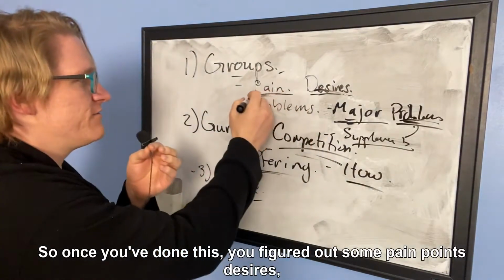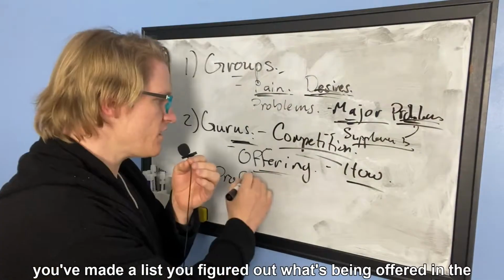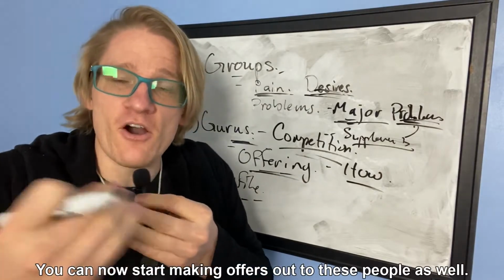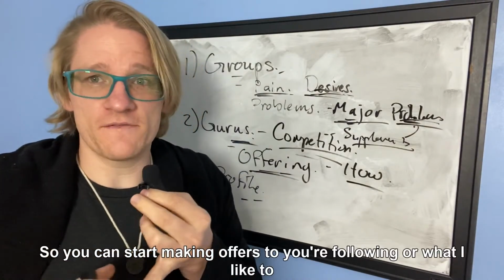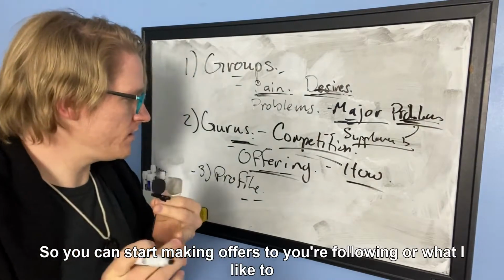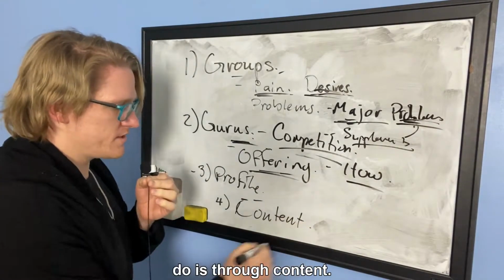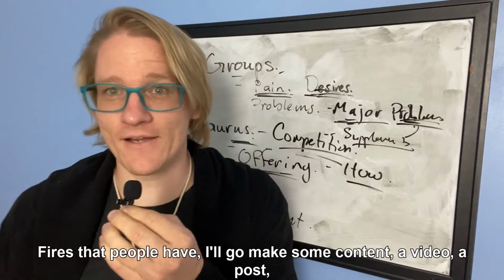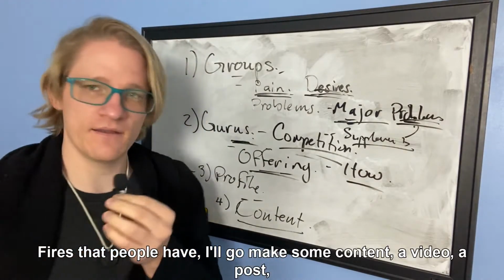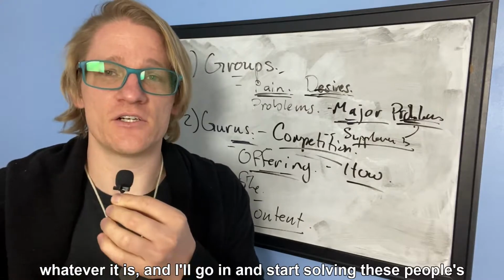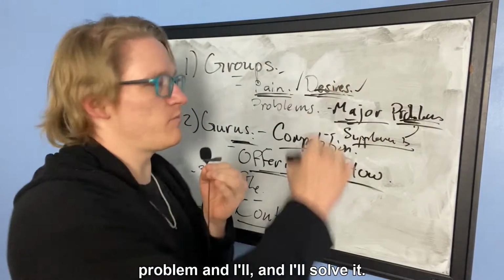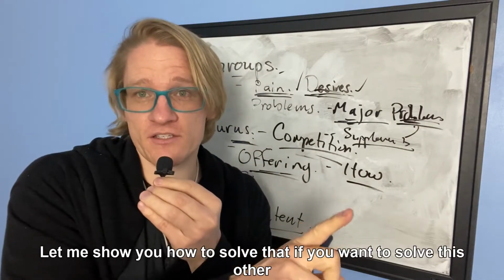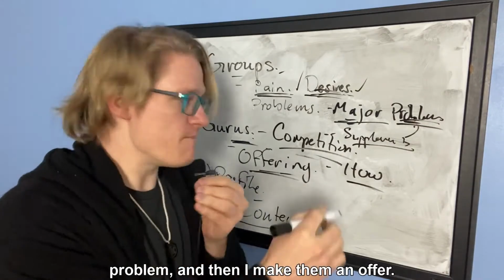So once you've done this, you've figured out some pain points, desires, you've made a list, you've figured out what's being offered in the marketplace, is what it's called. You can now start making offers to these people as well. So you can start making offers to your following, or what I like to do is through content. So I will go and make a video about some of the main pain points and desires that people have. I'll make some content, a video, a post, whatever it is, and I'll start solving these people's problem. It'll be like, okay, you've got 2 problems here. First problem is this. Let me show you how to solve that. If you want to solve this other problem, and then I make them an offer.